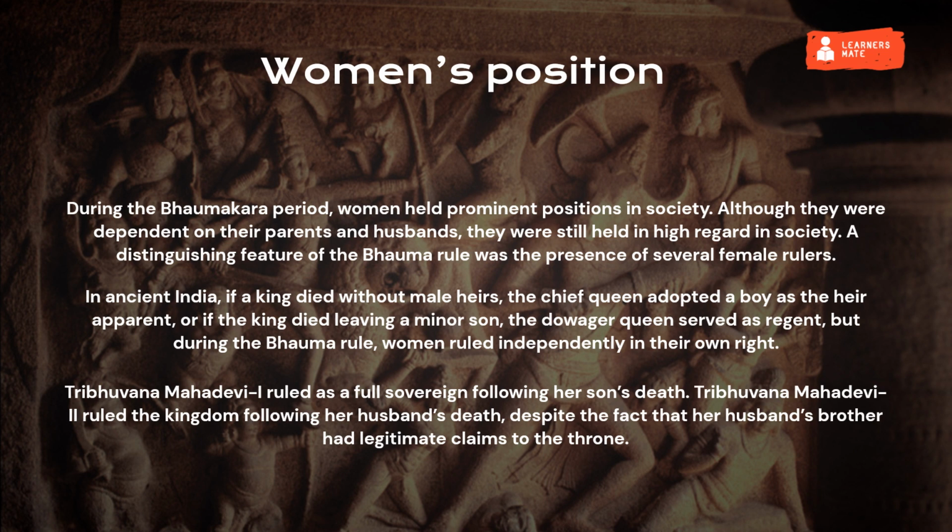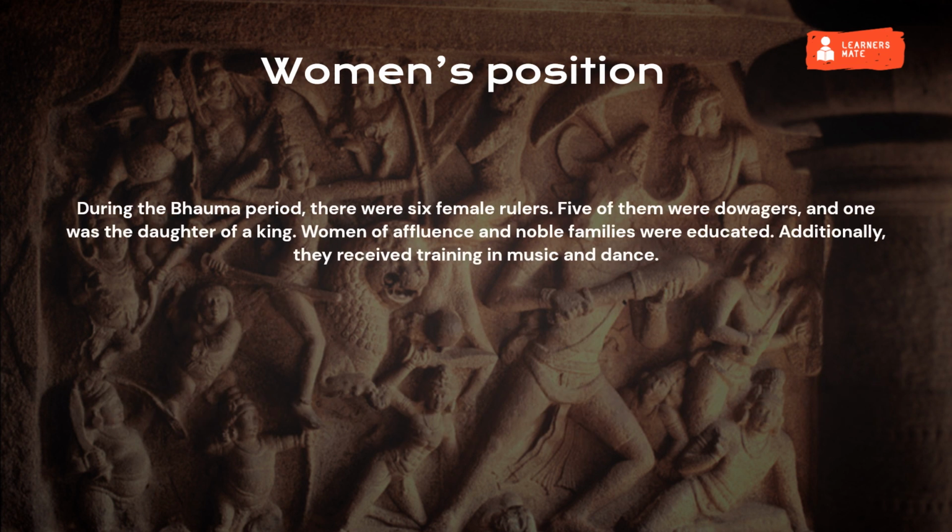Tribhuvana Mahadevi II ruled the kingdom following her husband's death, despite the fact that her husband's brother had legitimate claims to the throne. During the Bhauma period, there were 6 female rulers. 5 of them were dowagers, and 1 was the daughter of a king.